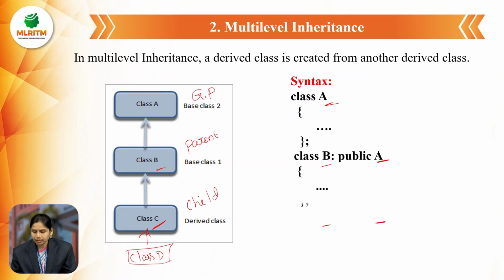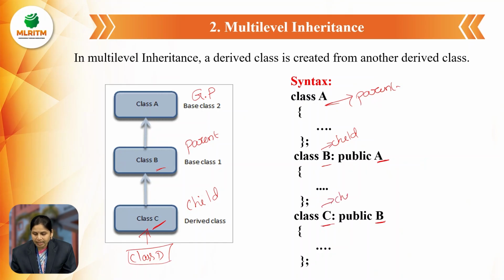Let us see the example syntax. A is a parent class, and B is a child class. Now this child is derived from this parent class A. Next, when we consider the third one, here C is a child class and B is another child class. One child class is derived from another child class. A derived class created from another derived class is called multi-level inheritance.